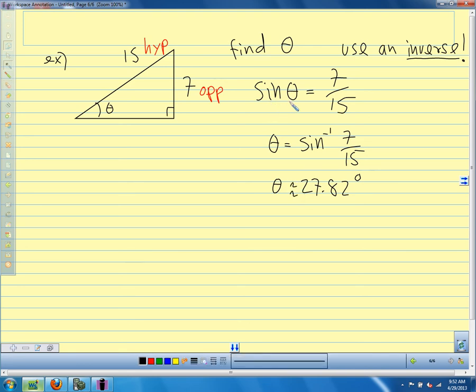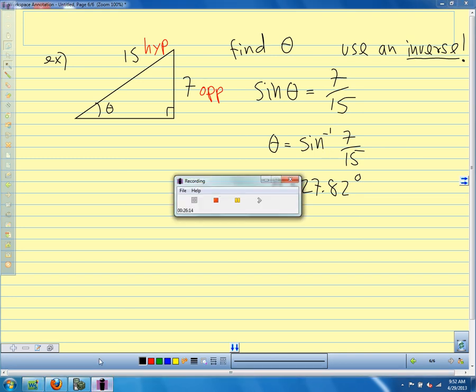So when we're finding an angle, we have to use an inverse. Questions on that example? All right, let's go over the homework.